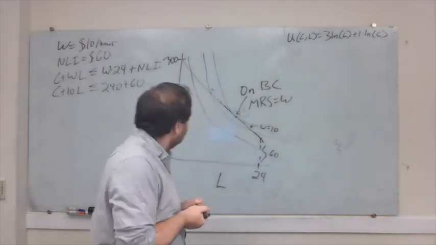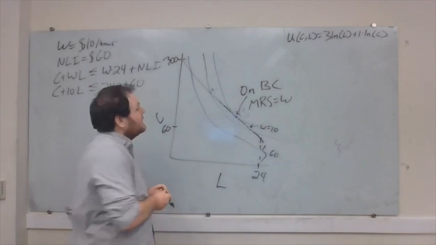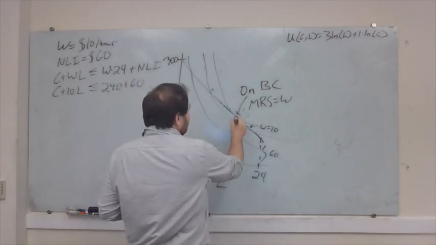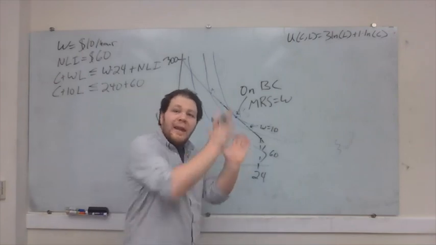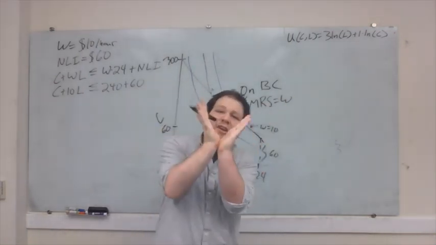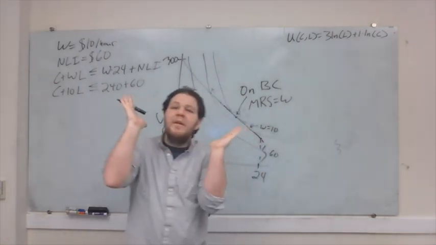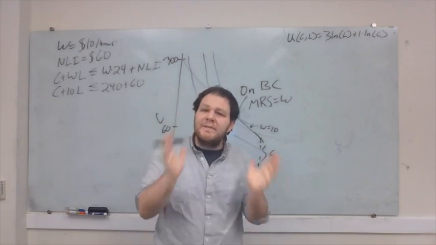Why does that have to be the case? That the MRS is equal to the price ratio? Because otherwise the indifference curve would cross our budget constraint. If we've got 2 curves that touch at a particular point, the only way that they're not going to cross each other is if they've got the same slope at that point.